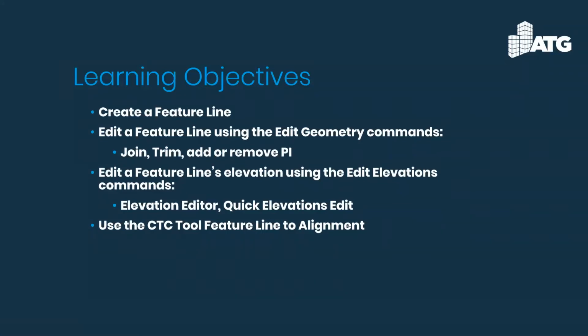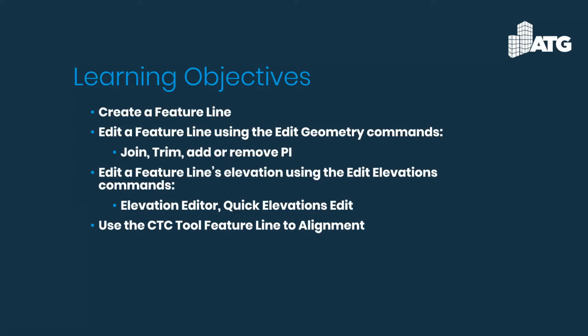Some learning objectives for today: how to create a feature line as a feature line from the get-go, or maybe create it as an object from a polyline. How to edit a feature line using some of the edit geometry commands such as join, trim, or add or remove PI points. And how do we change those elevations? We'll use the edit elevations command, the elevation editor, quick elevation edits, things like that.